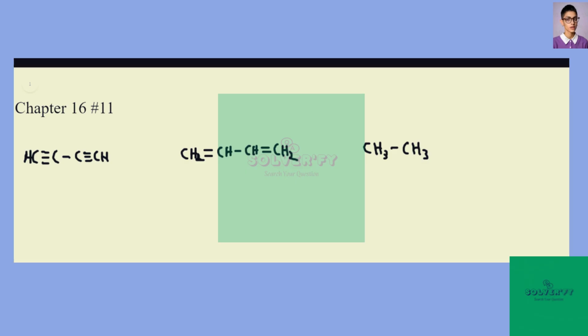This is the answer to Chapter 16, problem number 11 from the Smith Organic Chemistry textbook. And this problem says, using hybridization, predict how the bond length of the carbon-carbon sigma bond in butane should compare with the carbon-carbon sigma bonds in ethane and then in butadiene. And so I've drawn those three molecules here.